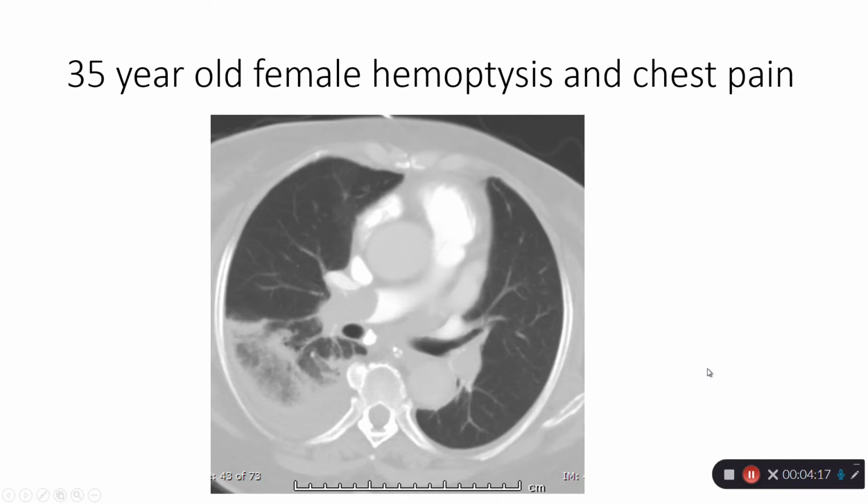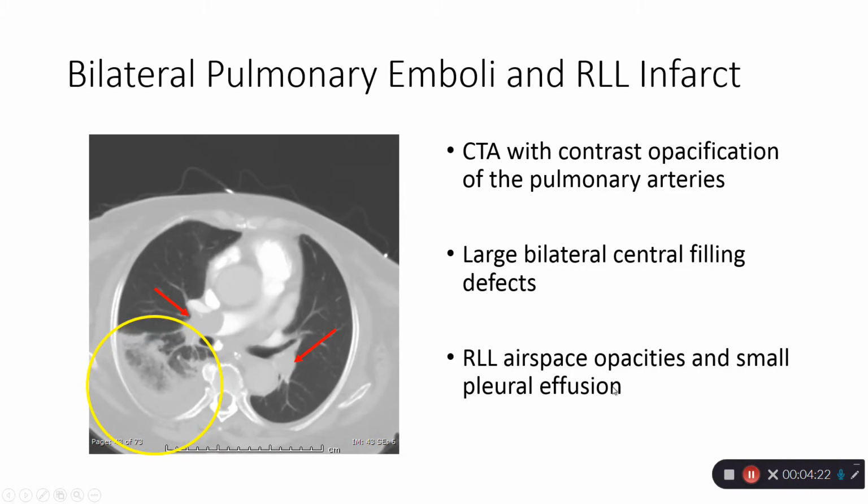35-year-old female with hemoptysis and chest pain. So we can see CTA images with opacification of the pulmonary arteries. Here's the ascending aorta, which is not opacified. We have large bilateral central filling defects within the pulmonary arteries. So these are the pulmonary emboli. And then we have this opacity as well as a small pleural effusion within the right lung. So given the extensiveness of the pulmonary emboli, this is almost certainly pulmonary infarct.